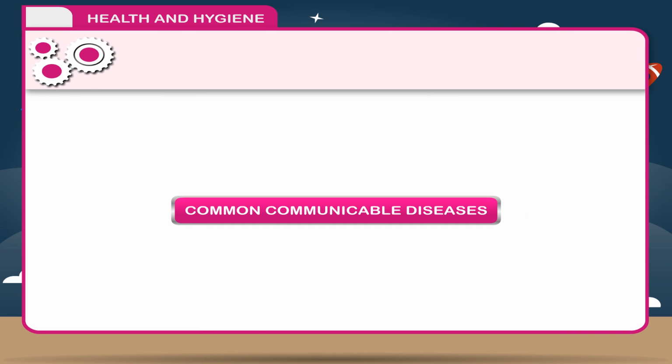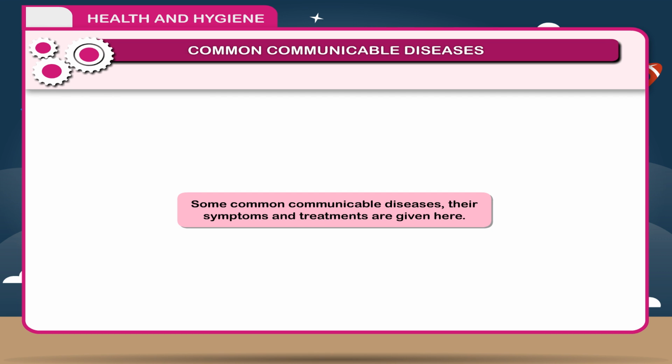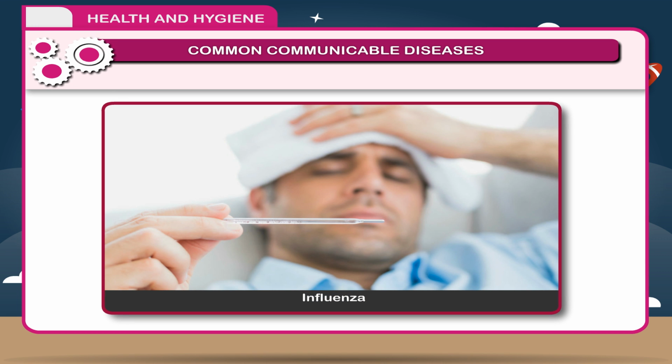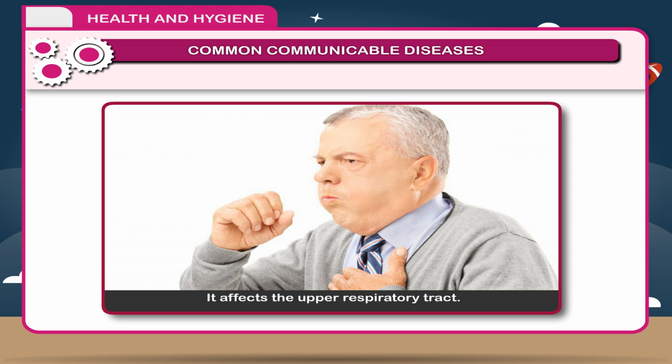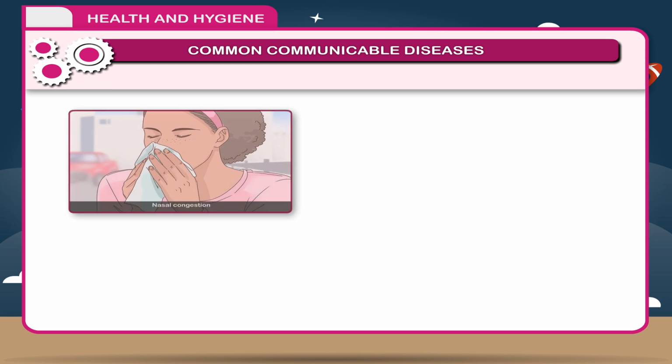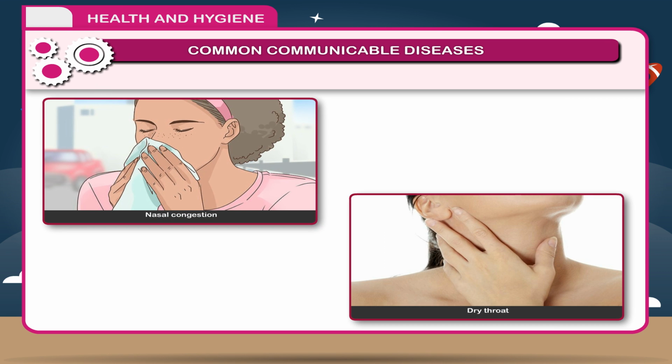Common communicable diseases. Some common communicable diseases, their symptoms and treatments are given here. Influenza. Influenza is a highly contagious viral disease. It results in flu epidemic. Symptoms: it affects the upper respiratory tract. Nasal congestion and dry throat.